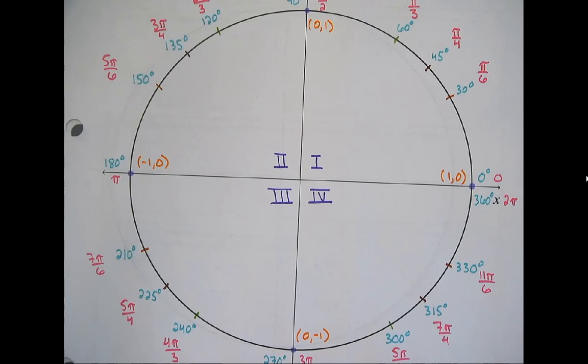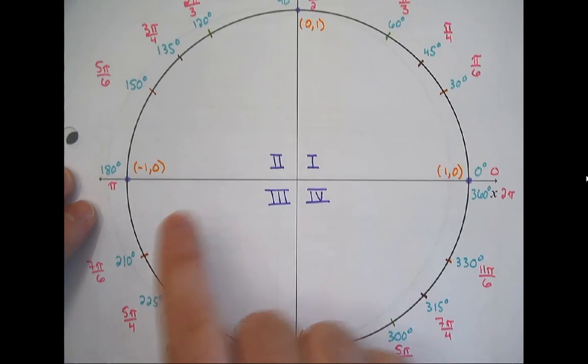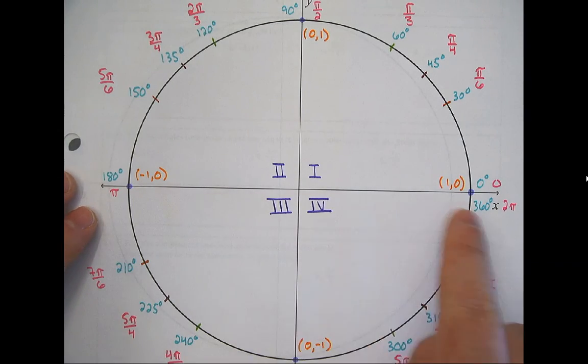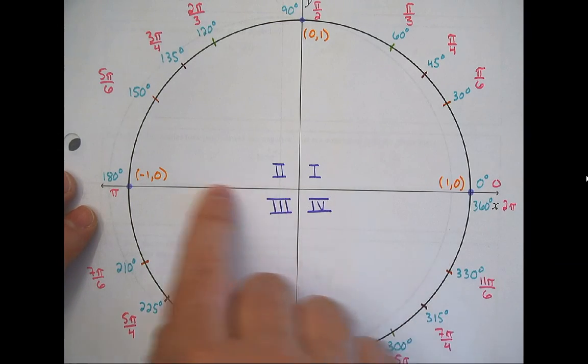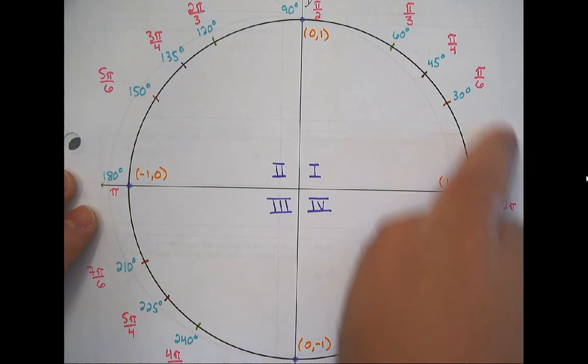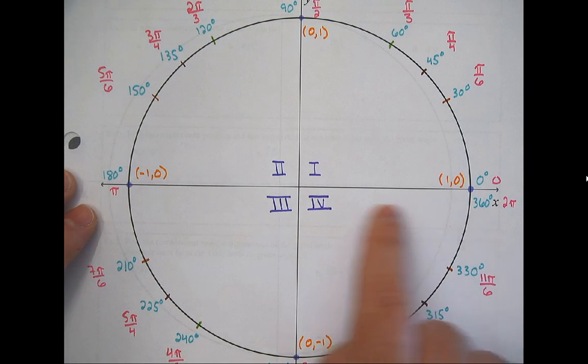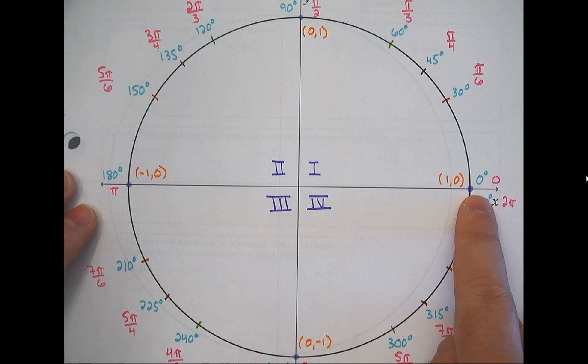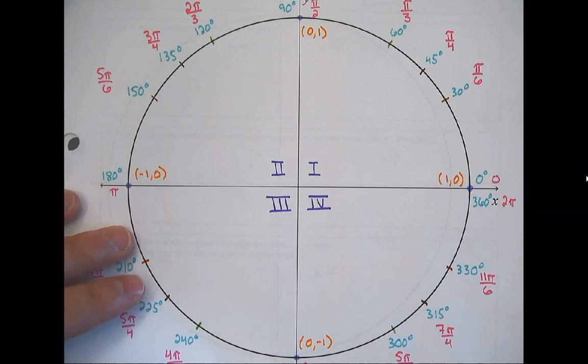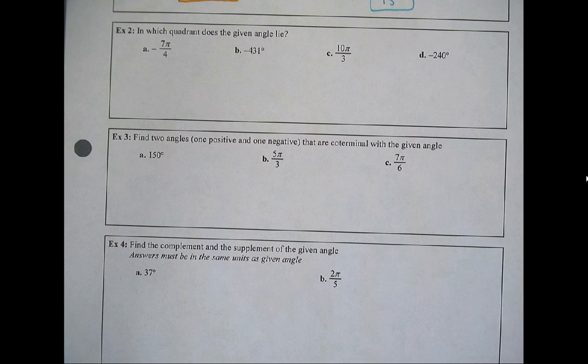So that's a quick review of how quadrants work. Remember, this unit circle is in the coordinate plane. So this is still the x-axis and this is still the y-axis. We just happen to draw a circle of unit radius 1 in that coordinate plane. So going back to our problem here.